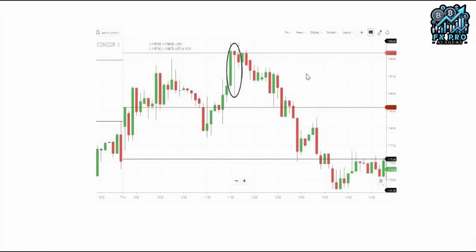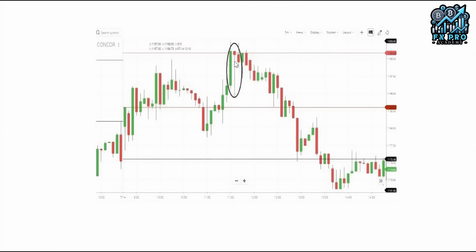Here is another example of the hanging man pattern. The price was trending upwards. Then we encountered the hanging man with this very long wick. The longer the wick, the higher the chance of a market reversal. Remember, the wick needs to be at least twice the size of the body.